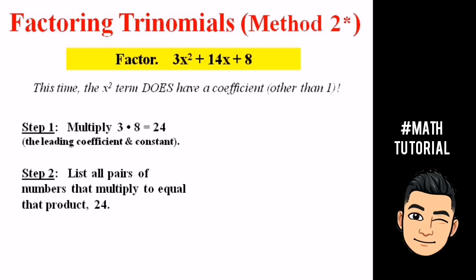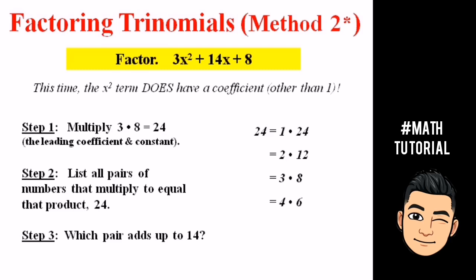Step 2. List all pairs of numbers that multiply to equal that product 24. Maglilista tayo ng mga factors of 24. Two numbers, when we multiply, the answer is 24. That is 1 times 24, 2 times 12, 3 times 8, and 4 times 6. Those are the factors of 24.